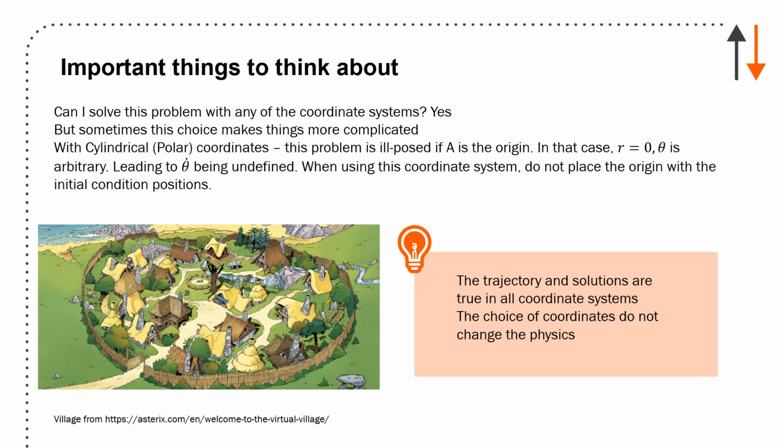In this case, if I had placed the origin at A, r would be equal to 0. Theta is arbitrary because it can't really be defined. And that leads to theta dot being undefined, and that's the problem with zeros. When using this coordinate system, just as a piece of advice, do not place the origin at the initial condition position. Trajectory and solutions are true in all coordinate systems, so they have to be the same. Choice of coordinates does not change physics.